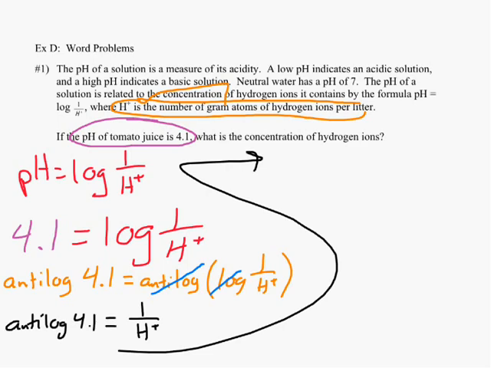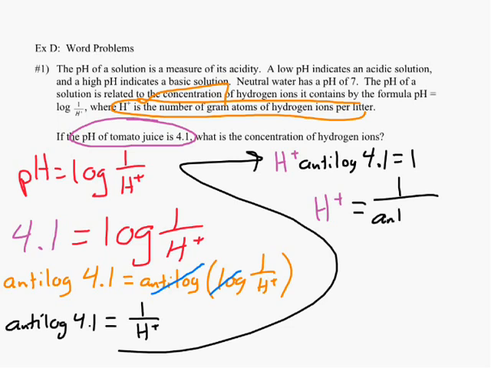If we were to multiply H superscript plus to both sides of the equation, I'm trying to get rid of that fraction so we can get H by itself. And then divide both sides by anti-log of 4.1, you'll have H by itself. Since it's now by itself, you can put this in your calculator.